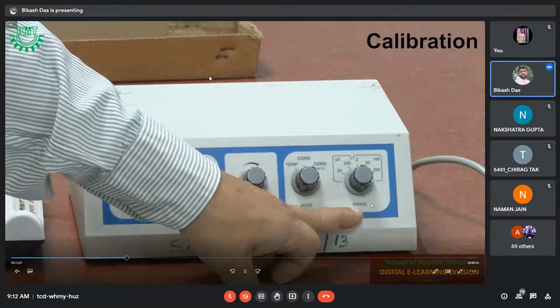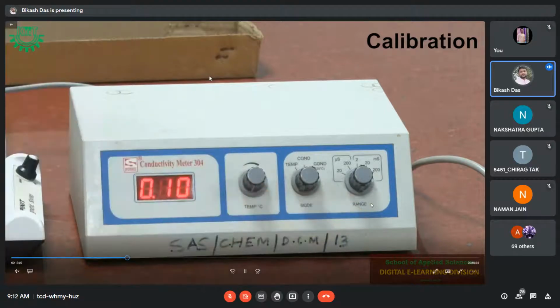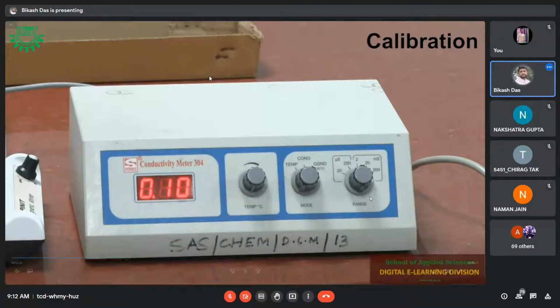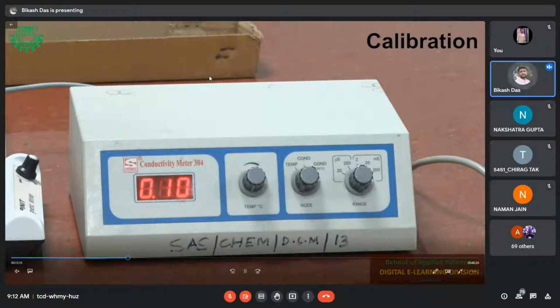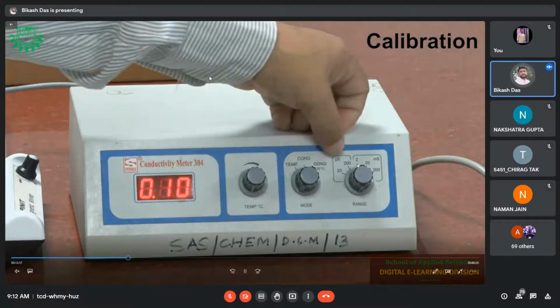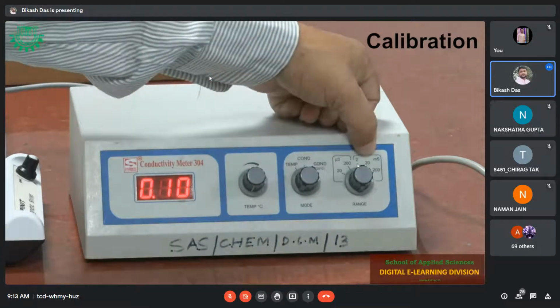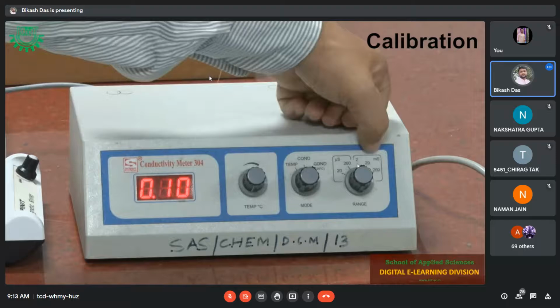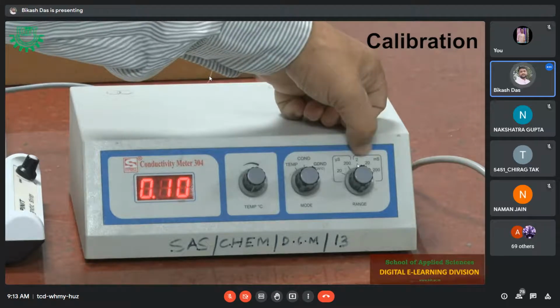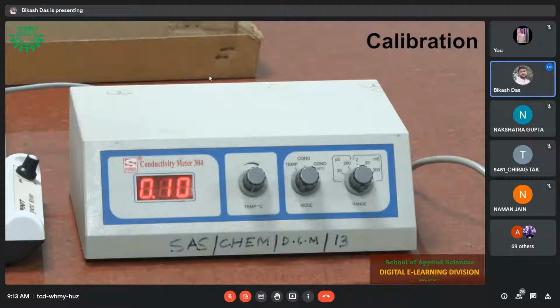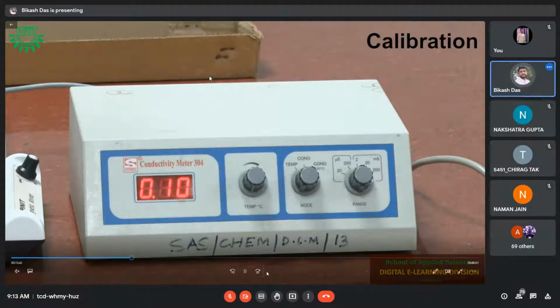Now let's come to the range. As I told you, we are going to calibrate the instrument, so we have to fix the range at 2, because the solution given to you for calibration purposes is KCl, and KCl conductance is less than 2, so we have to fix the range at 2. Now you see 2 millisiemens. So we have to look at range 2. Achha, is the class understanding something? Yes, sir. Okay.